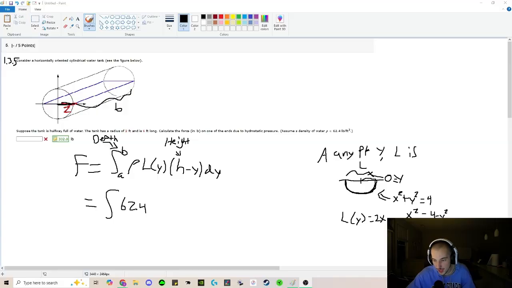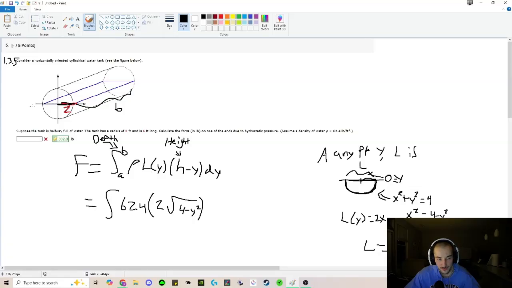My apologies, I'll have to crop that in. I was doubting myself. This should not be negative. This does not matter. So x is the square root of 4 minus y squared. Now y is negative, but it doesn't really matter, so x is going to be positive here. So now L is going to be 2 times the square root of 4 minus y squared.